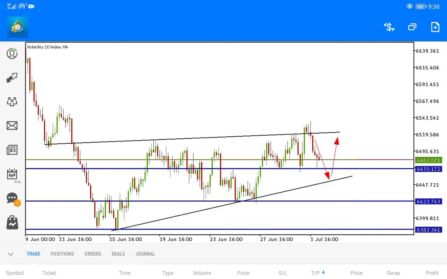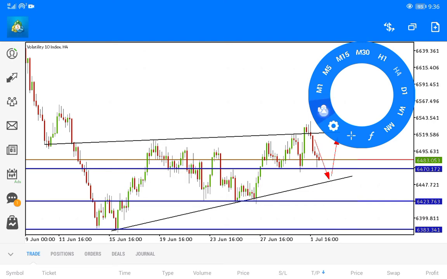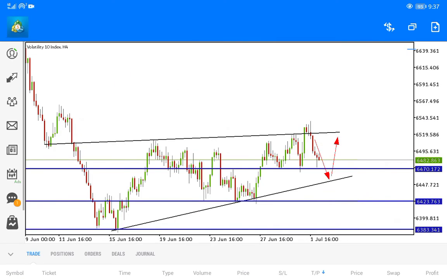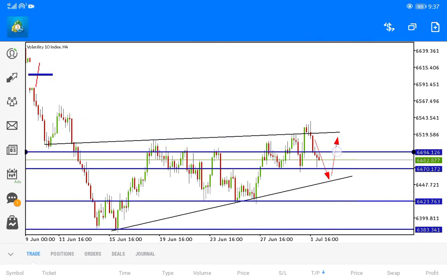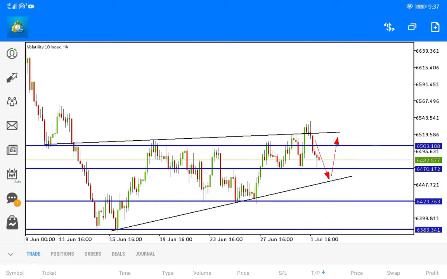So support is always below and resistance is always above. This is a resistance here. So there are sometimes when you draw a trend line, it breaks your trend line and goes to the next resistance or the next support and respects it.